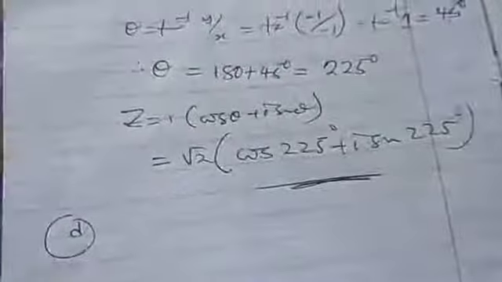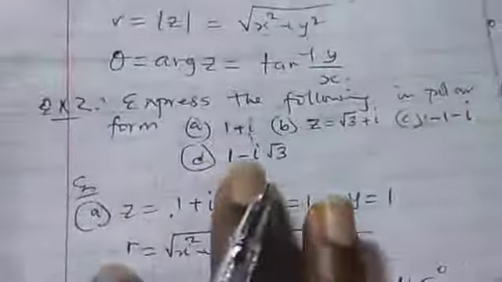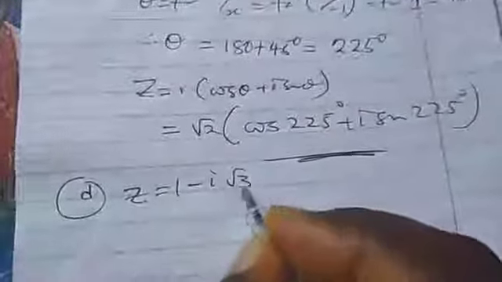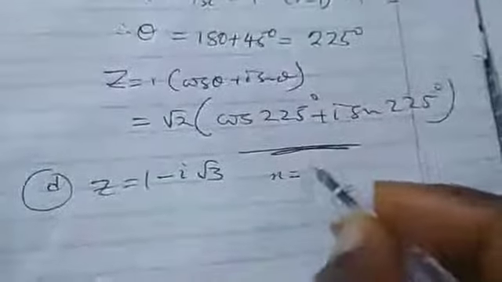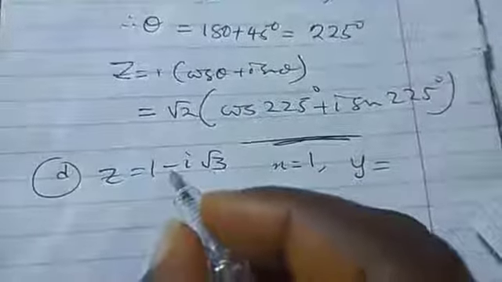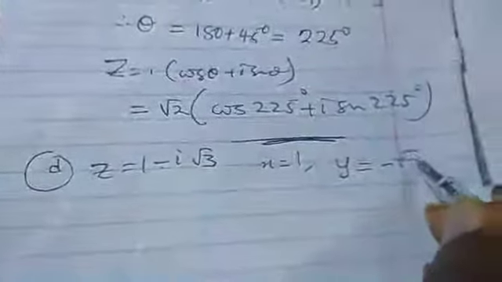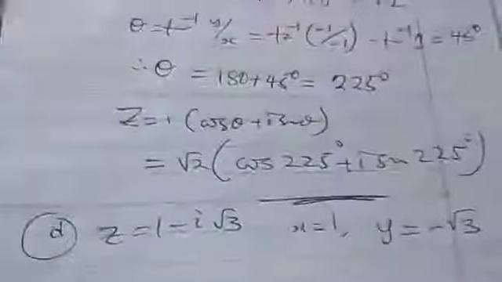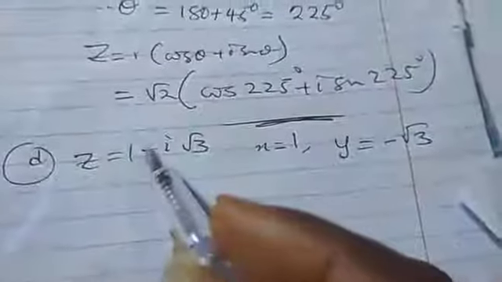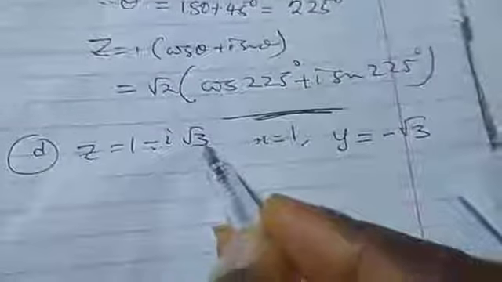And the last but not the least, there we are given this 1 minus i root 3, z equal to 1 minus i root 3. Let us know our x to be 1. Our y is the coefficient of i, which is minus root 3. Minus root 3 is our y, the coefficient of this i. So there's a minus there, there's root 3. So y is minus root 3.